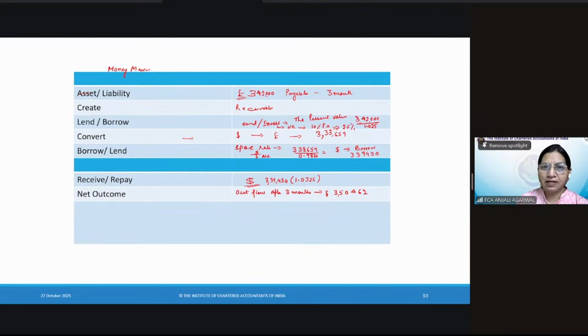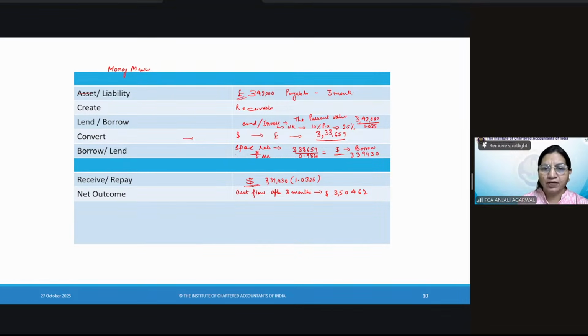But you will not invest exactly 342,000. You will invest the present value of 342,000. But you don't have these many pounds to make an investment. So for that, you will have to borrow this much amount in US dollars today from your home country. So if you need 333,659 pounds, you have to borrow that much amount in US currency. So first find out that is equivalent to how much US currency. So using the spot rate, you have to borrow 339,430 dollars in the US.